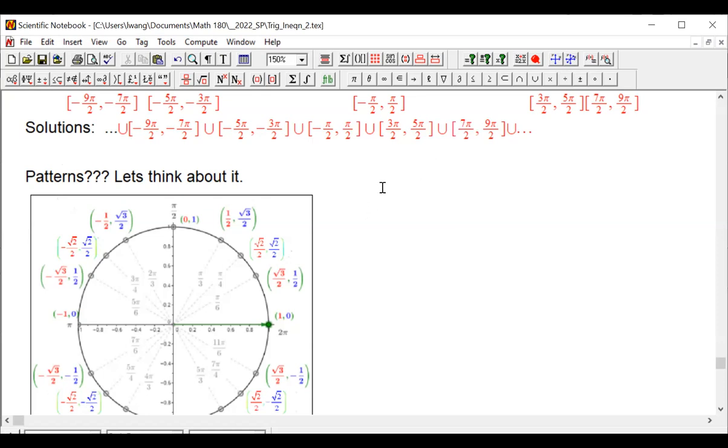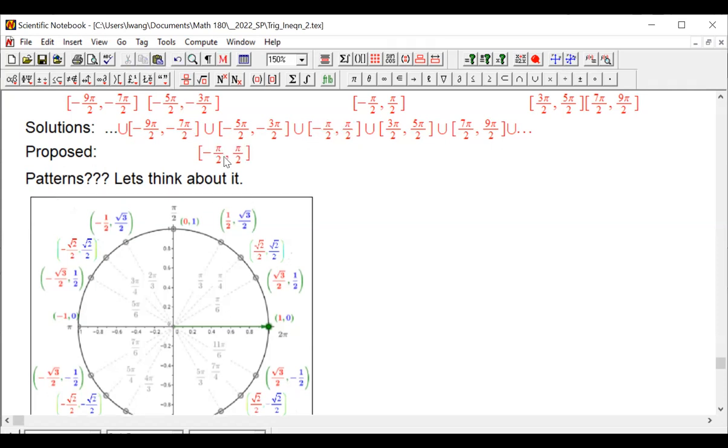Okay, so I'm going to give you a proposed solution. I'm proposing this, okay? So this answer, I'm going to put it here, plus k pi. Wait. Minus k pi plus k pi. I want you to try this. Okay.